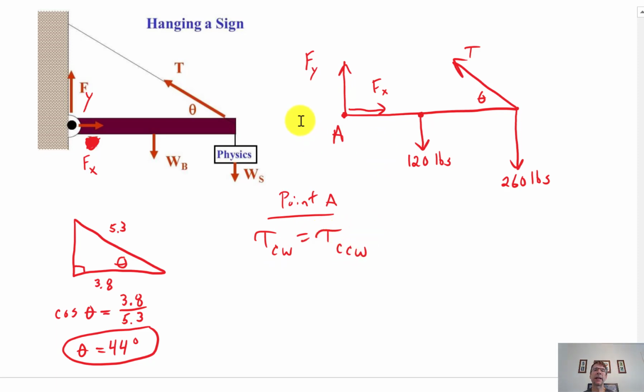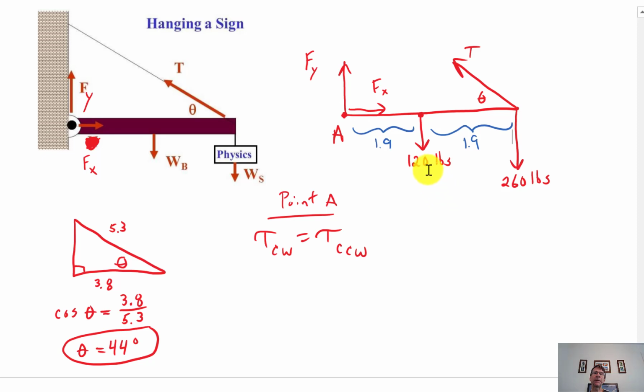Now, the nice thing about picking point A is we know the distances, like this 120 is halfway. Half of 3.8 is 1.9 meters. It says in the problem how long the beam is. This is 1.9 meters, so the weight of the board is dead center. It's a geometrically symmetrical object. So the total length of the board is 3.8 meters. So I know all the distances from point A. And if I pick point A as my reference point for torque, neither F sub Y nor F sub X generate any torque, because their force is applied at that spot, so their distance is zero, so there's no torque.